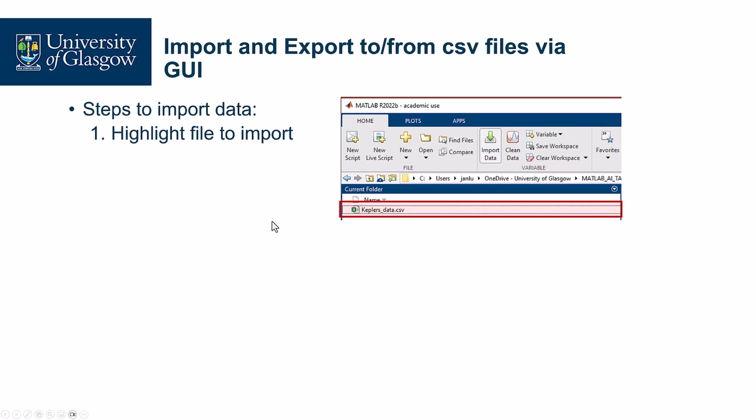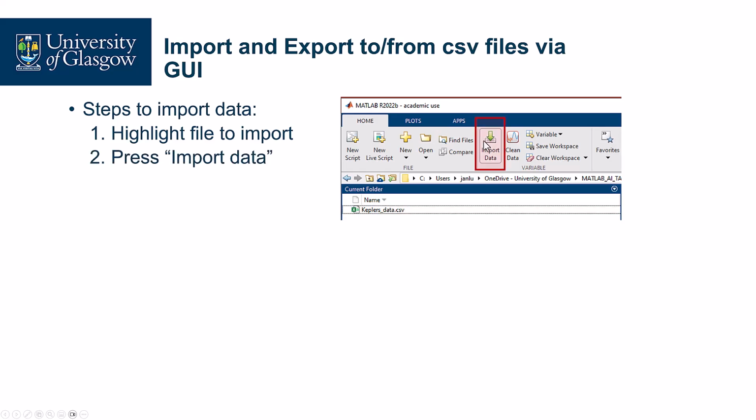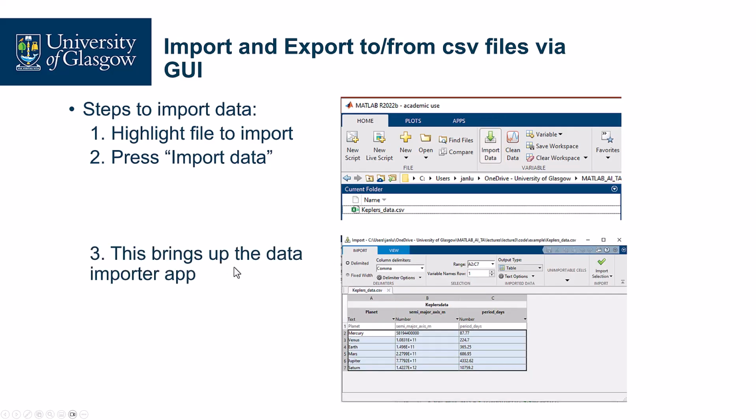After highlighting this file, you can find this button we call Import Data. You press it, and this will lead you to the Data Importer app. So this is the Data Importer app, right? These are the data found by the Data Importer app from the CSV file. Then you will find this button called Import Selection. When you click it, it will import the table.